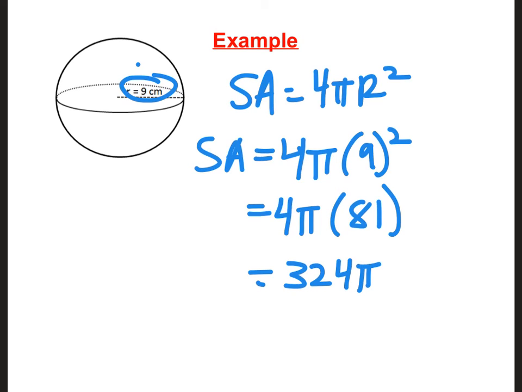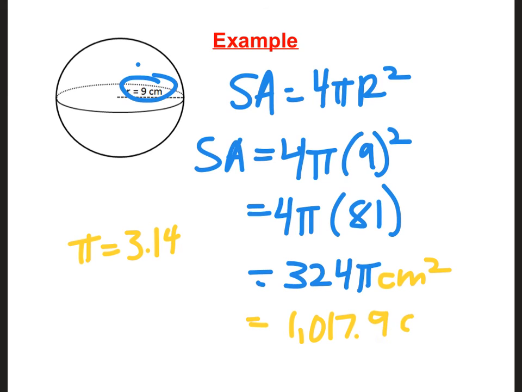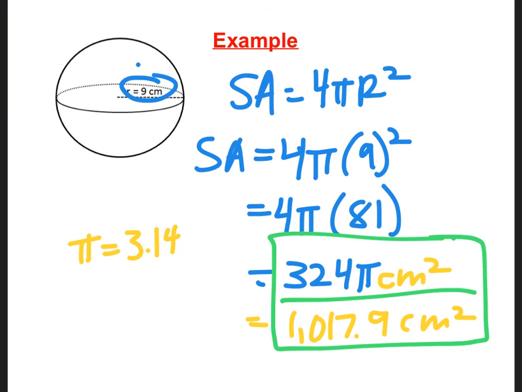Again, for this one, it's in centimeters, so my units would be centimeters squared. If I want to type that into my calculator, we do 324. Remember, for pi, you're using 3.14. So 324 times pi, you get 1,017.9 centimeters squared. Again, both these answers are the same. The first one's in terms of pi, and the second one is your answer rounded to the nearest tenth.